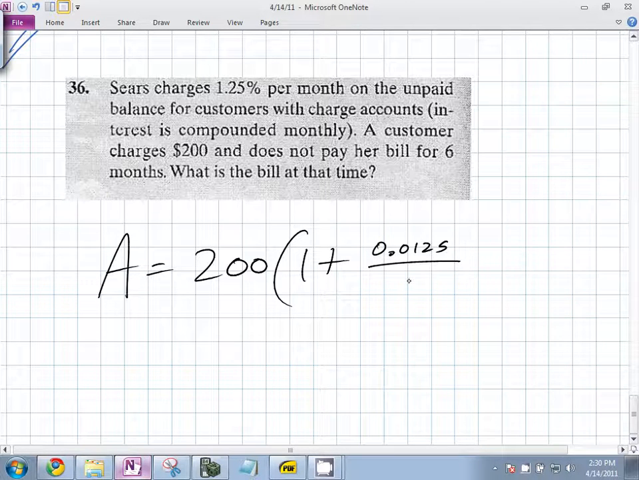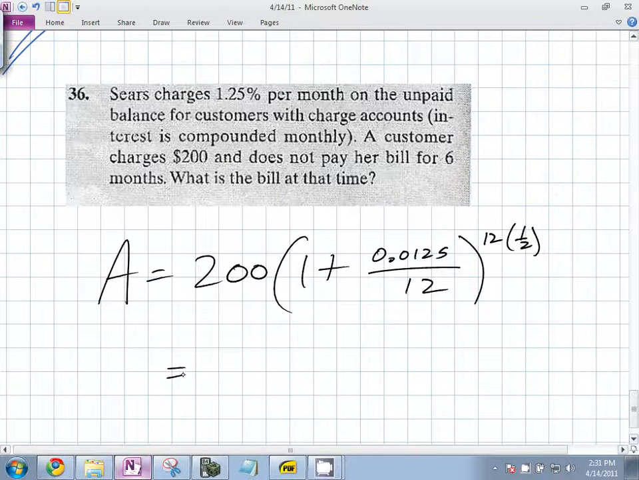Over 12, since it's monthly, and we raise it to 12 times what's the time? 6 months. No, 1/2. It's always in years. So, someone do that on their calculator. I think it comes out to 201.25. Did someone do that?